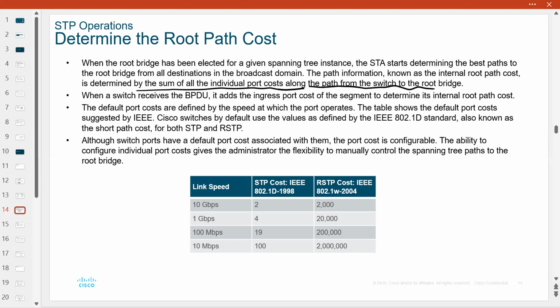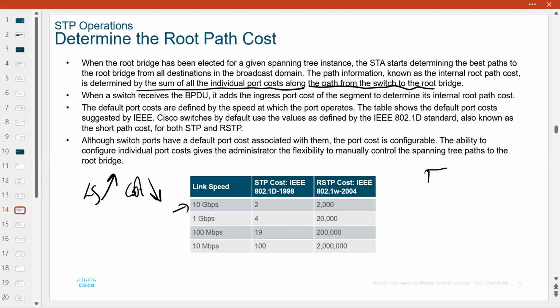Basically, the root path cost is, let's say, linked with the link speed. These are the default values. For a link running 10 gigabits per second, for STP the cost is 2. For a 1 gig link, you can see the cost increases. For a 10 megabit link, the cost is 100. So this is inversely proportional. As link speed increases, the cost decreases. So my link speeds go up to 10 gigabits and I get a lower cost. And that is what the path cost is.